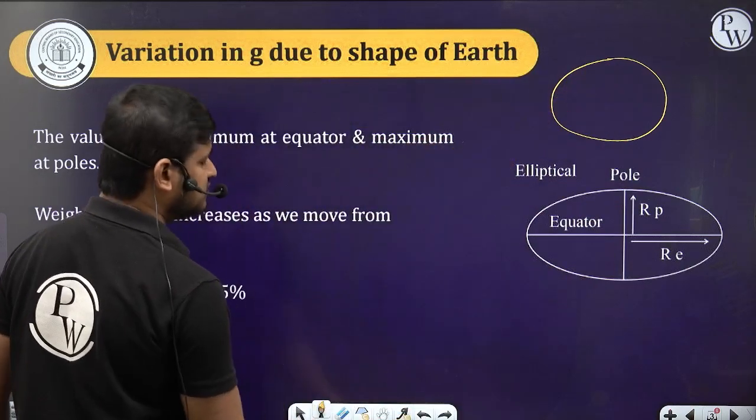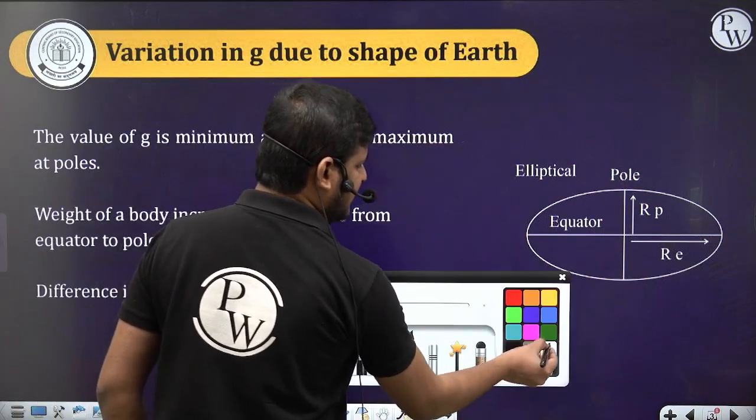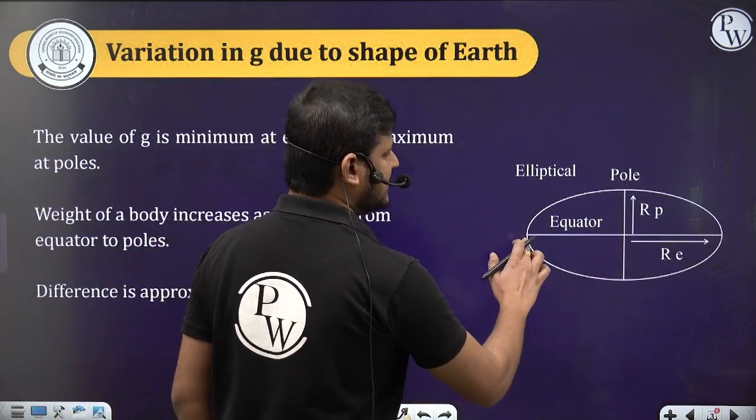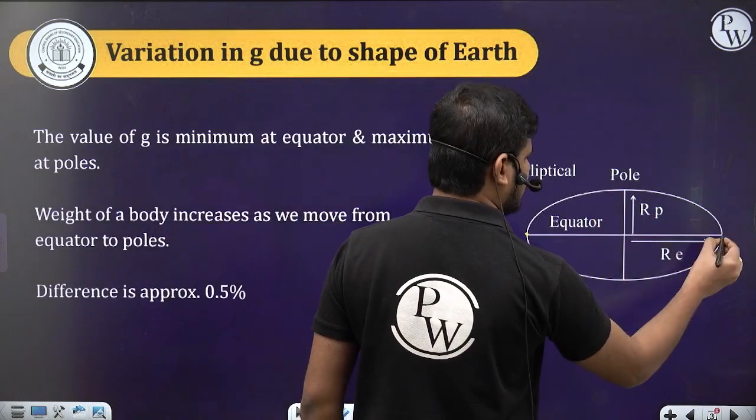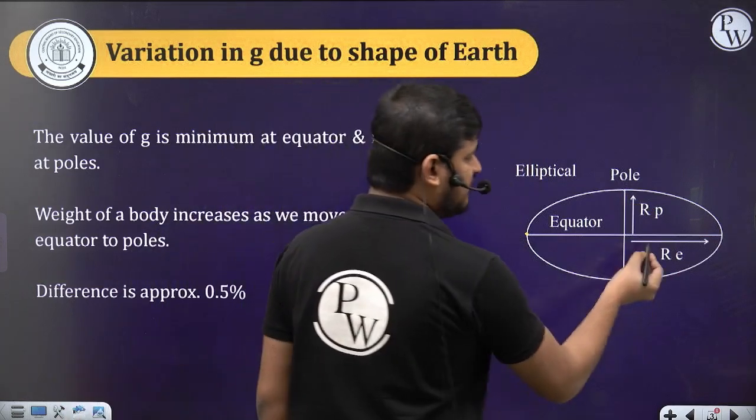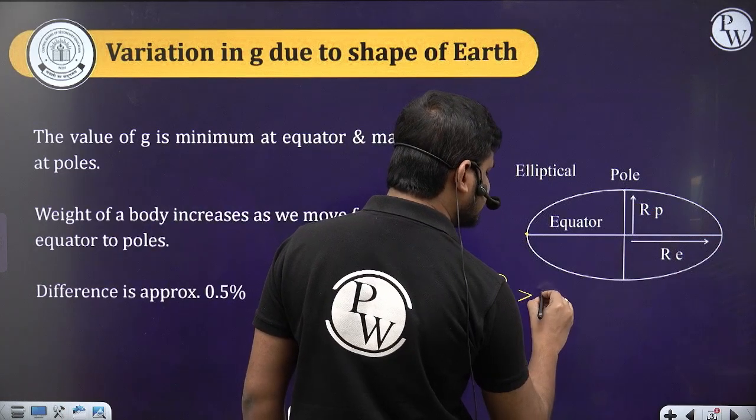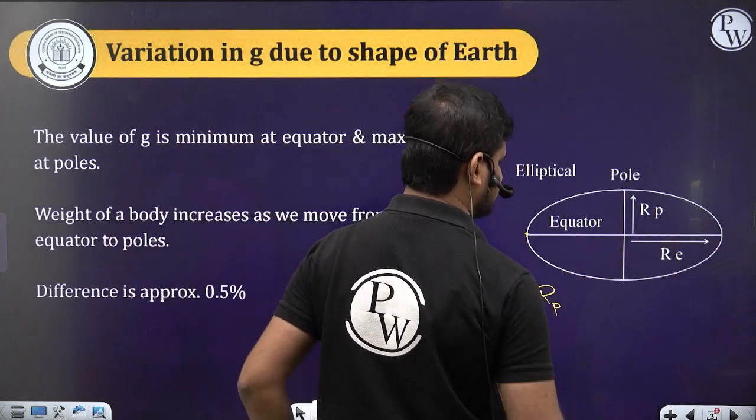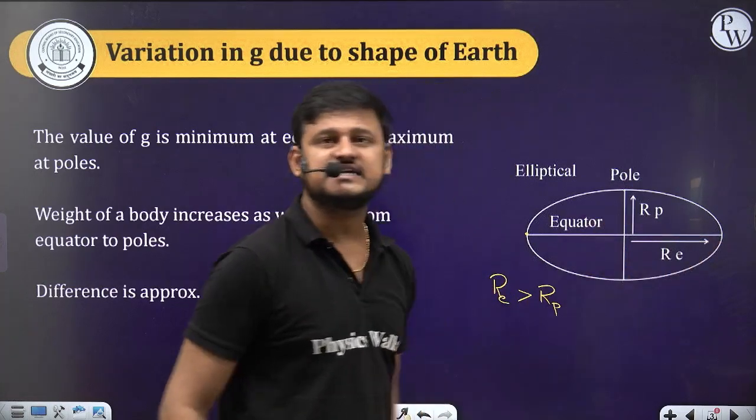If we observe the shape of this earth now, there will be 2 radii for the earth. One is the equator, this one, and then this is the pole. These are the equator ends, these are the pole ends, right? So the radius of the equator is greater than the radius at the poles. The radius at the equator is greater than the radius at the pole.